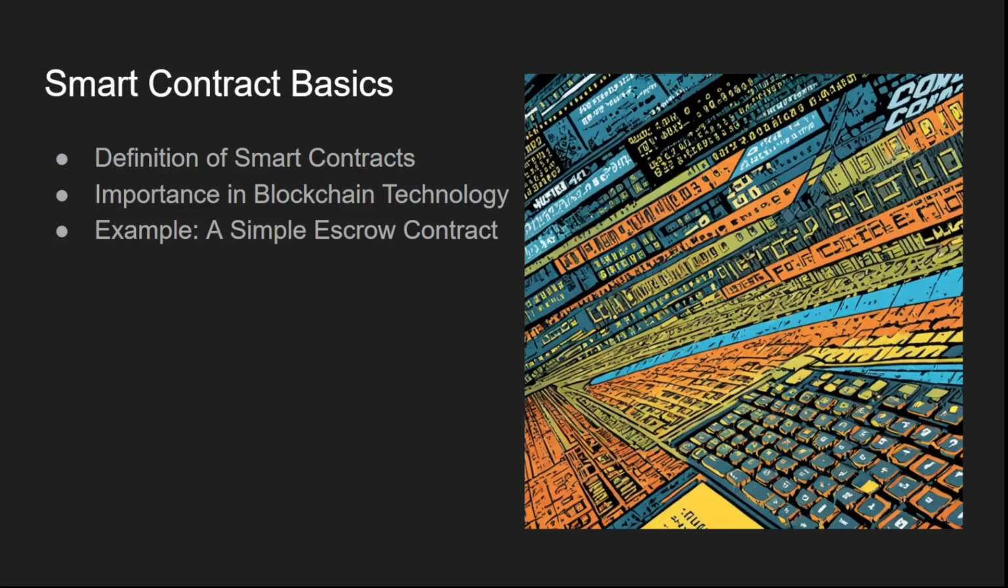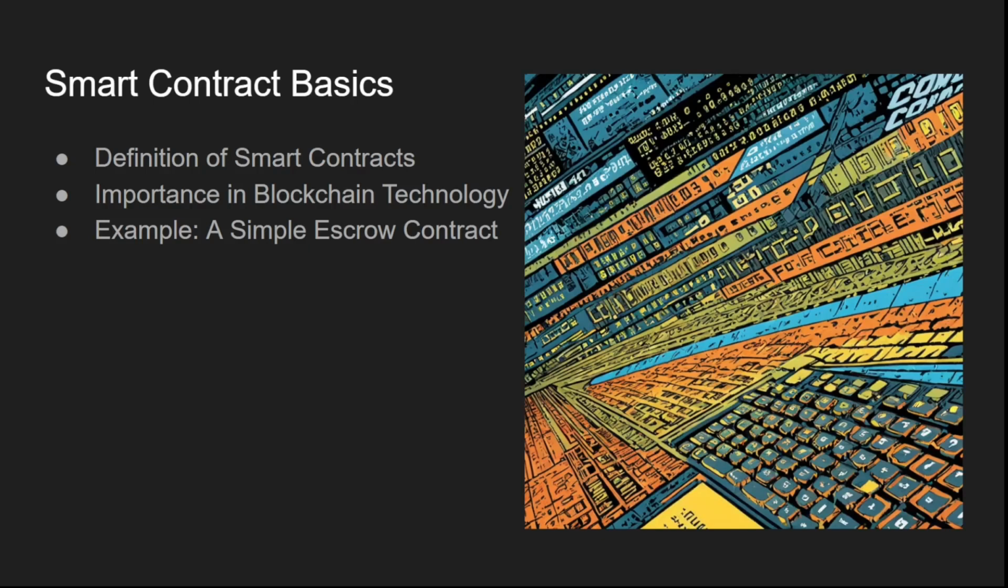Alice then sends her payment to the smart contract. The smart contract holds Alice's funds securely. Bob then transfers the digital asset to Alice through the smart contract. Once the smart contract verifies that Alice has received the asset, it then releases payment to Bob.